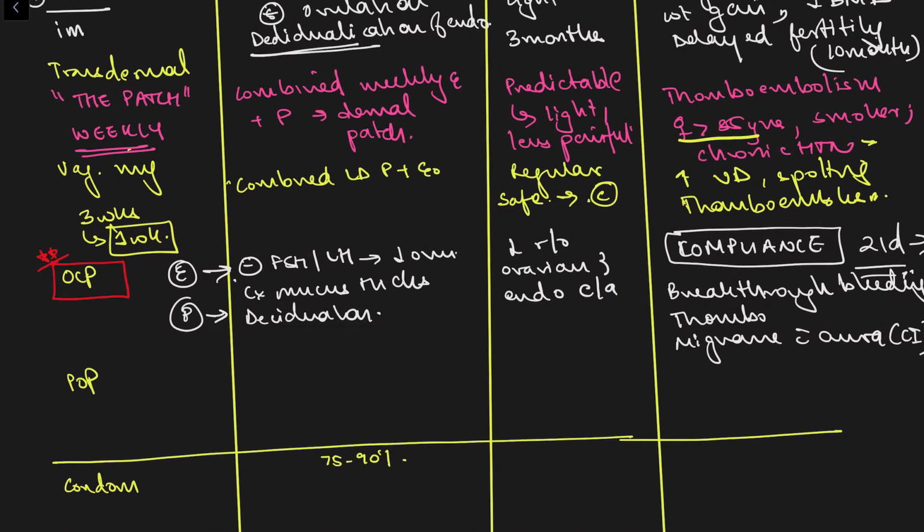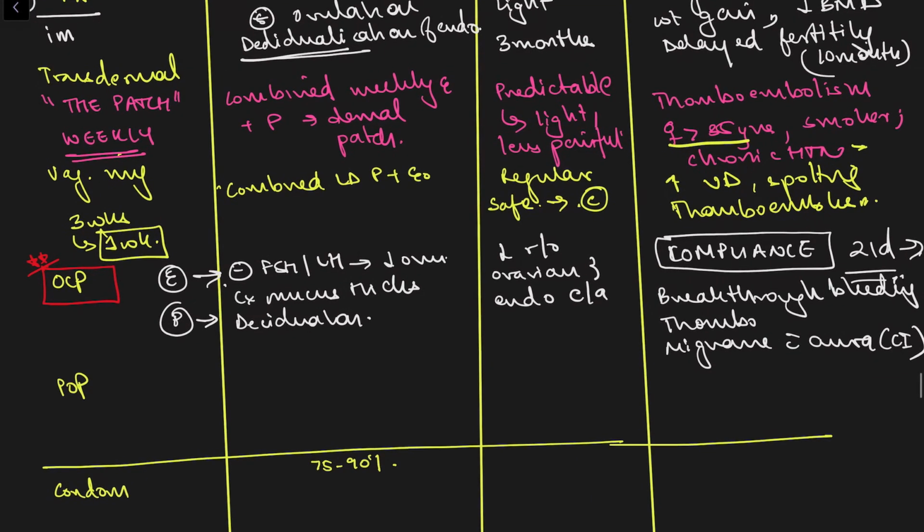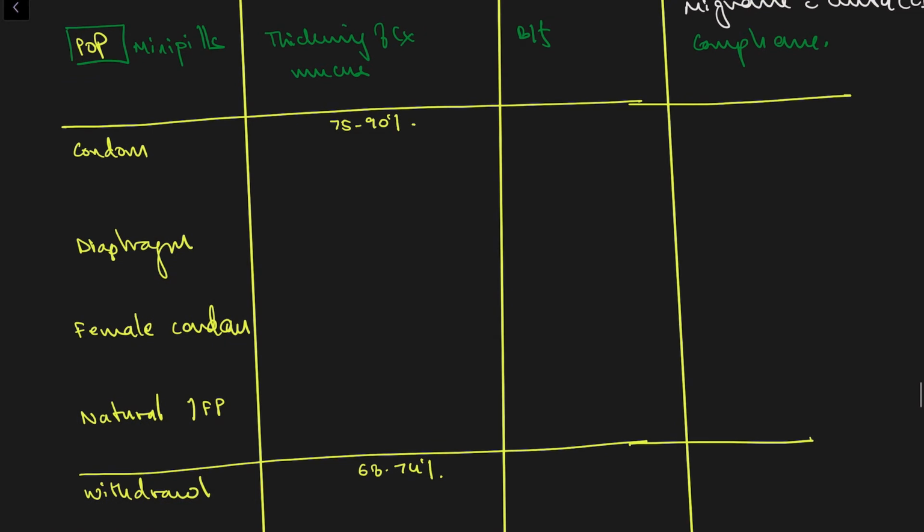They are also called mini pills, and the action is thickening of cervical mucus. It is safe in females who are breastfeeding, but again, the disadvantage is compliance because it is also administered daily. Right. Then the next group having efficacy between 75 to 90%, they are usually the barrier methods.